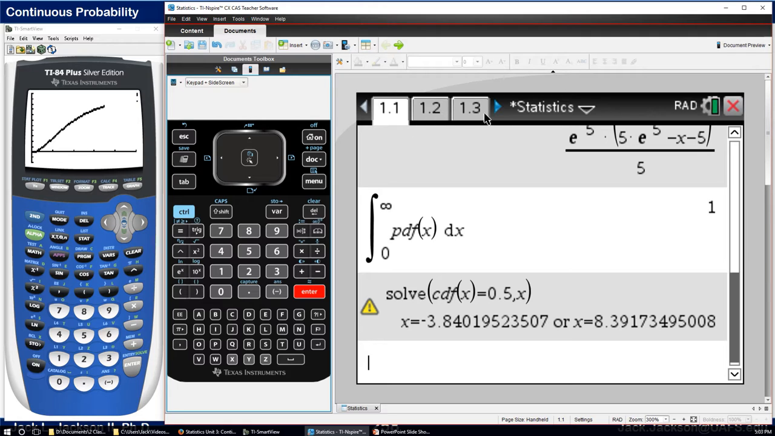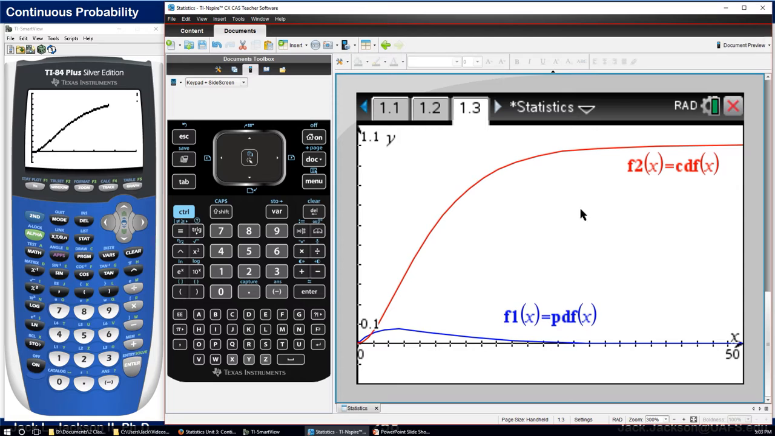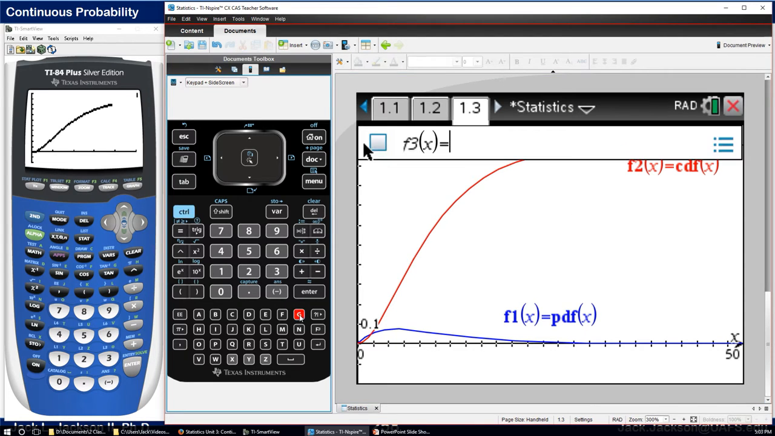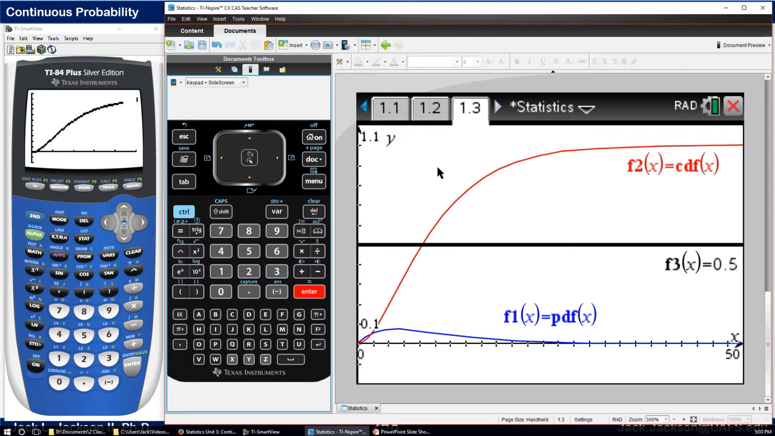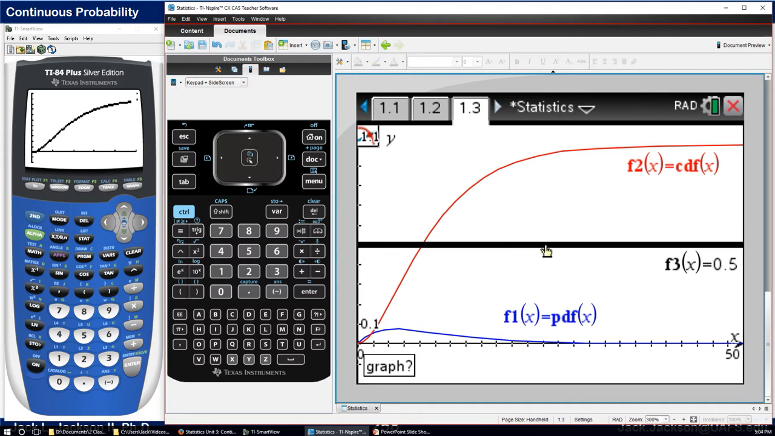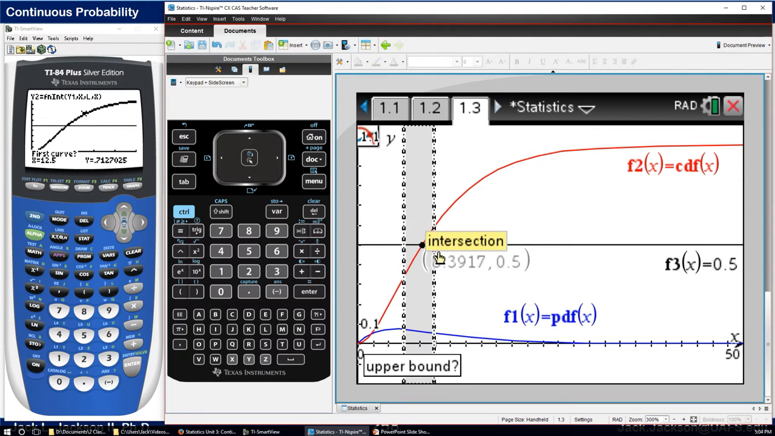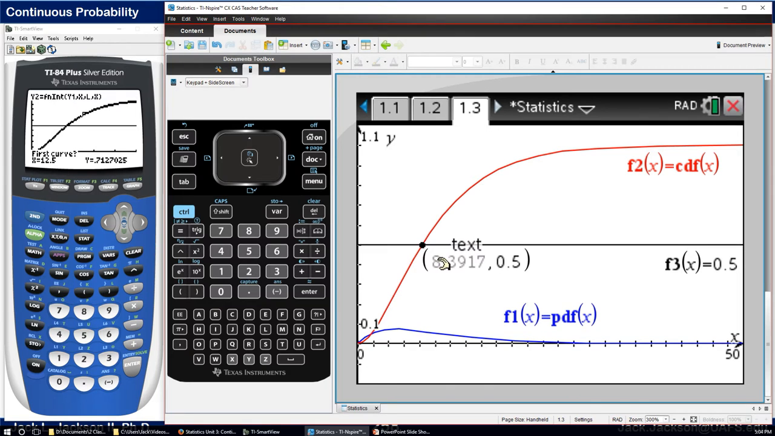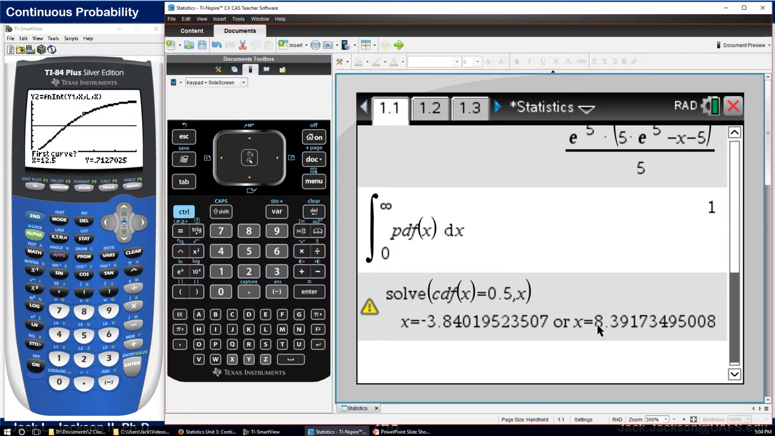I can do the same thing over here that I did with the Inspire, by putting in the 0.5, if I'd rather do it this way, which gives you a horizontal line. And now I can go to Menu, Analyze Graph, find the intersection, and I want to choose this graph and this graph. And then you just give it a lower bound and an upper bound, and it finds the intersection point between them. And that's what we got, 8.3917. That's what we have here, 8.3917. I'm going to get that over here.